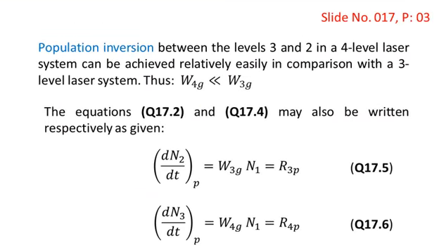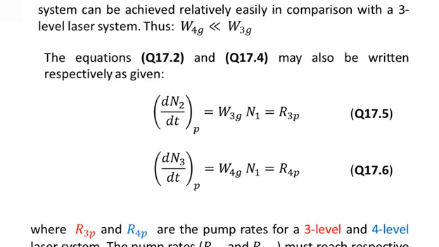Population inversion between the levels 3 and 2 in a 4-level laser system can be achieved relatively easily in comparison with a 3-level laser system. Thus we can write that the pumping rate for the 4-level laser system from ground to the 4th level is much less than the pumping rate for the 3-level laser system pumping from ground to the level 3, that is W4G is much less than W3G. Equations 17.2 and 17.4 may be written respectively as given.